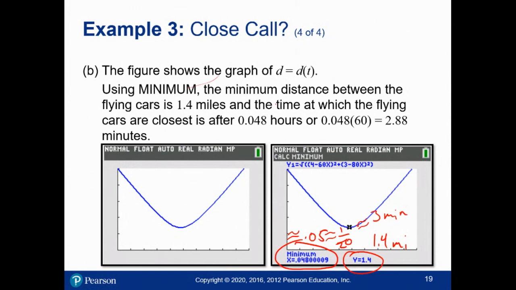Okay, if you wanted to do the exact conversion to minutes, I mean, there it is. Whoops, sorry, my pen slipped. At 2.88 minutes. But honestly, just rounding this off to 0.05, we can see pretty quickly it's at about 3 minutes. Okay, so there's a couple examples.